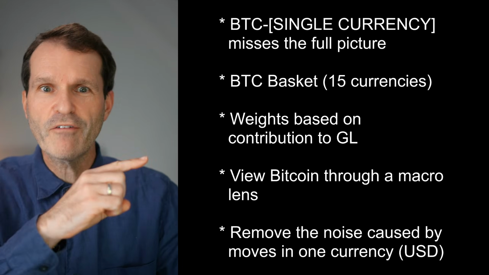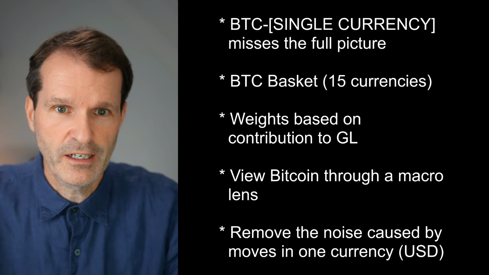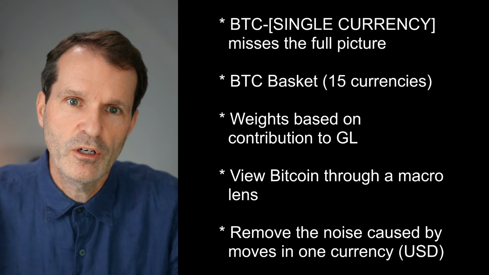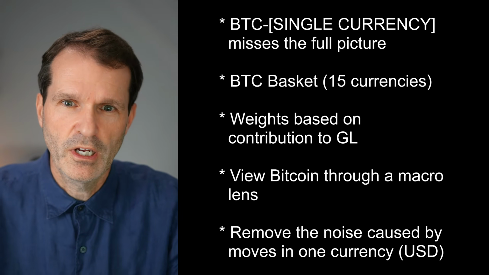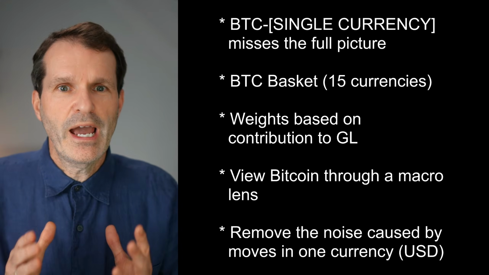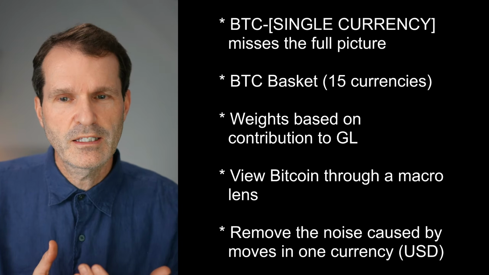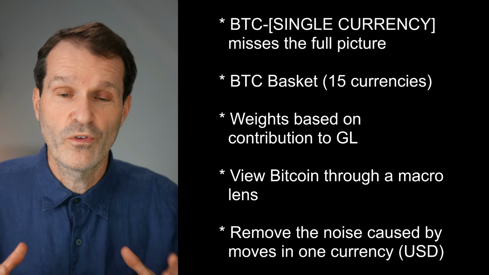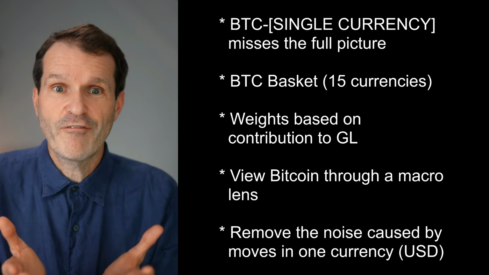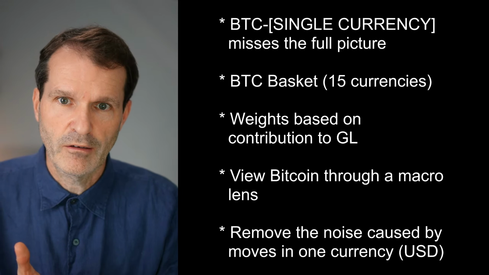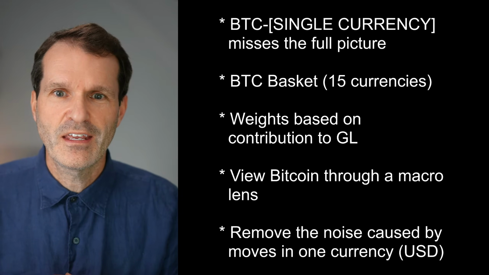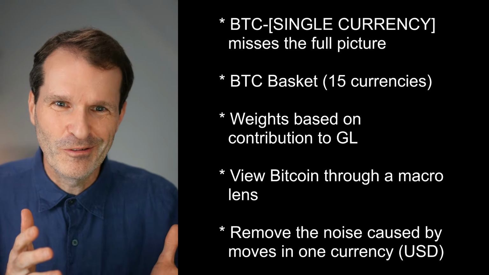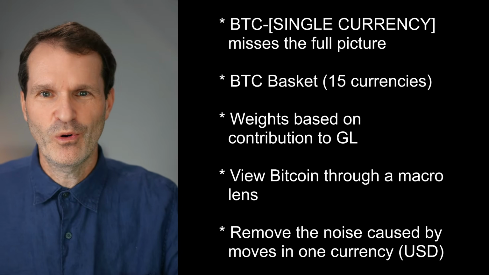Michael Howell is a friend of the FSC and has provided us with his latest data on the Global Liquidity Bitcoin basket, which we will use here. Last but not least, this means that we are able to view Bitcoin through a macro lens. And as the last point, this allows us to remove the noise which we would have by just analyzing one currency pair. So these are the 5 key facts why we are doing what we are doing. And now let's jump over to the chart.